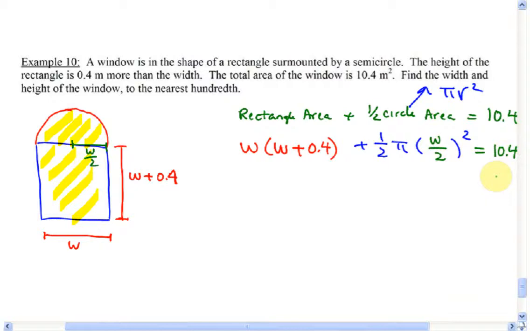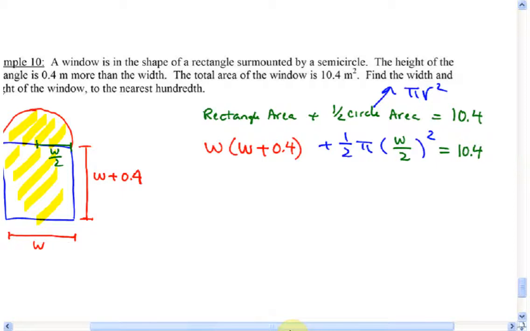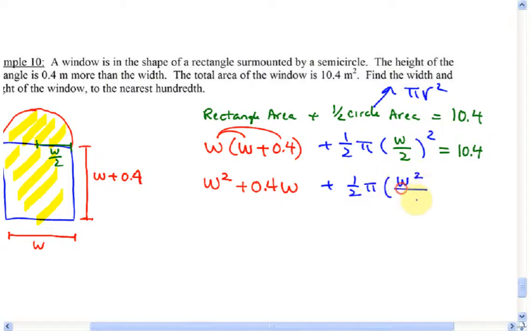Let's go ahead and try to solve this now. Before we solve it, my suggestion always is to expand and simplify, group like terms. So W times W is W squared. W times 0.4 is 0.4W. Whoa, what happened over here? Okay. Let's leave the 1 half and the pi by itself. What's W over 2 all squared if I want to get rid of the bracket? W over 2 all squared just becomes W squared over 4. Thank you. And that equals 10.4.